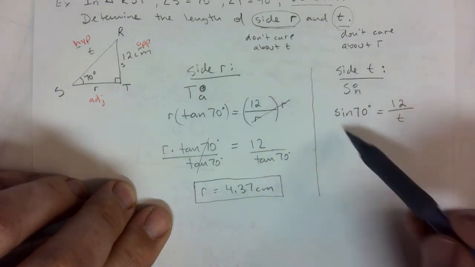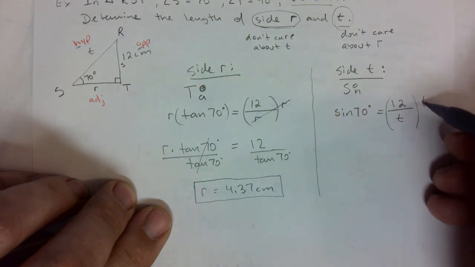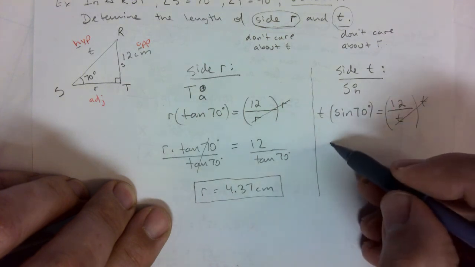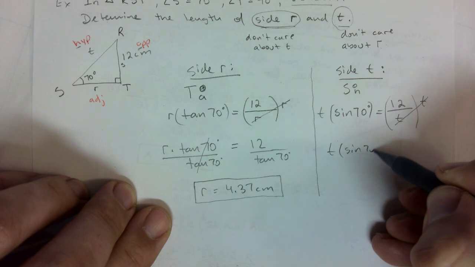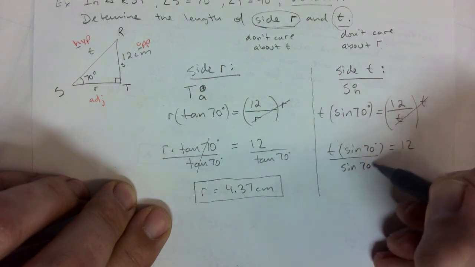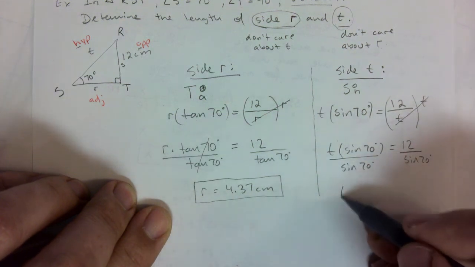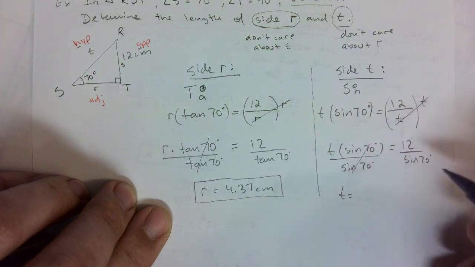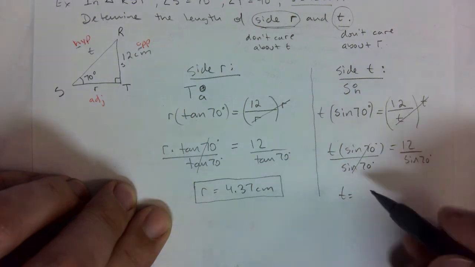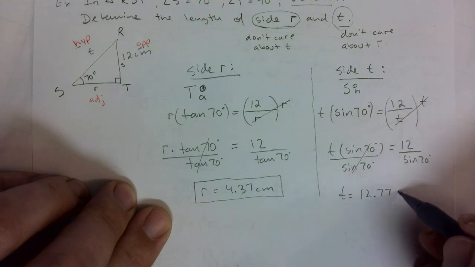And now I'm going to work with this. I have to do exactly the same thing, except I'm using different letters. T and T, cancel that. Write out one more line. Divide both sides by sine of 70, not tan. This cancels out, and then you get 12 divided by sine of 70. That is 12.77, and we are still in centimeters.